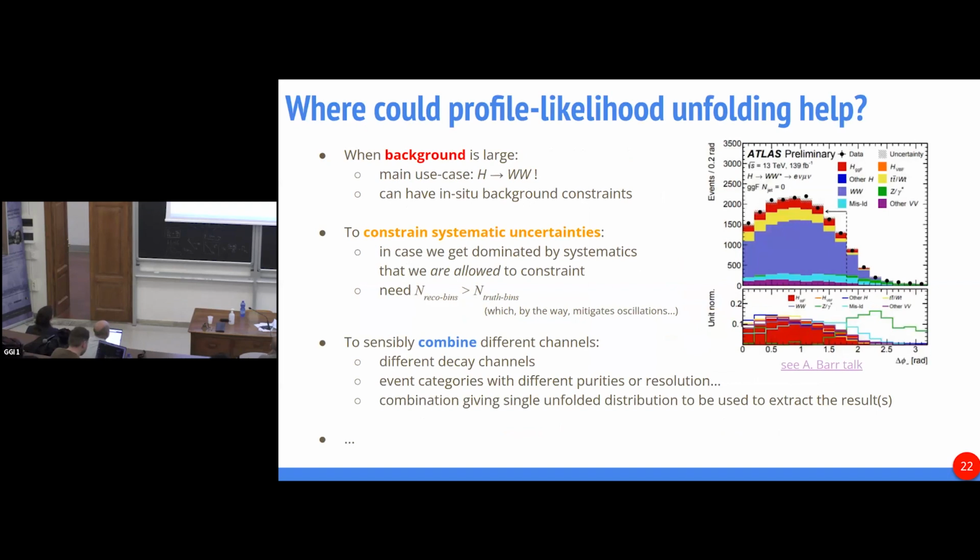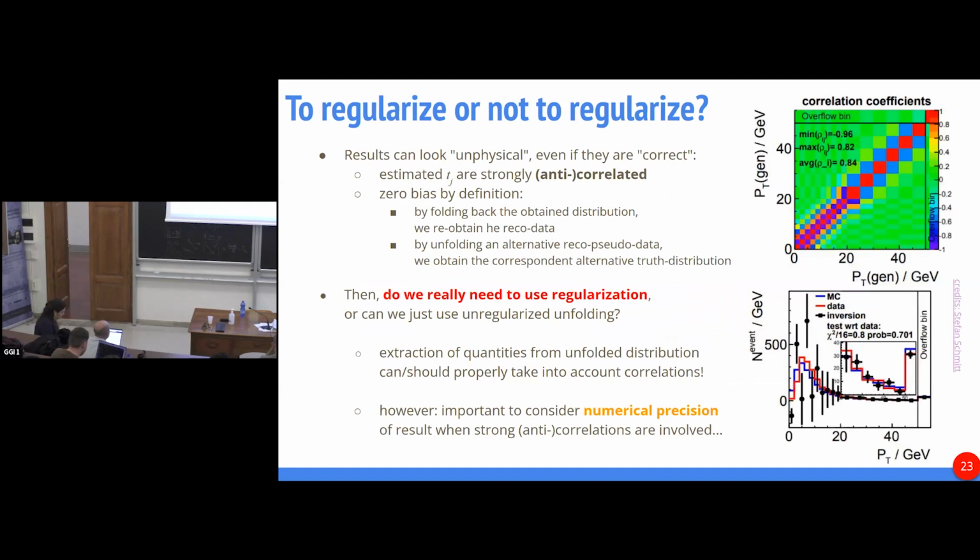Okay, I will skip this. I hope it's clear where this could be useful, profile likelihood unfolding. Maybe for cases where you have a lot of background, this could be particularly important, so even non-t t-bar, other things.